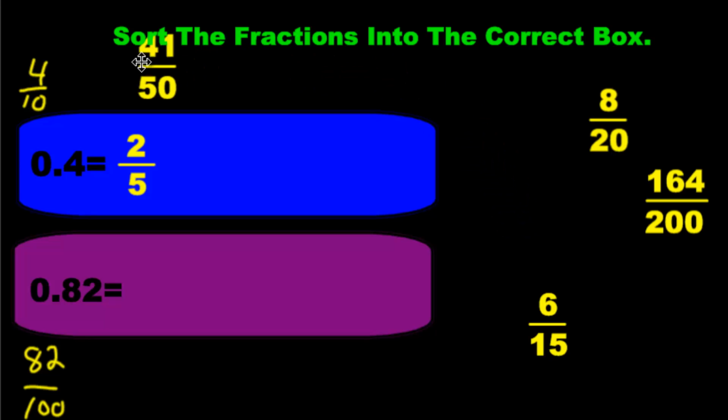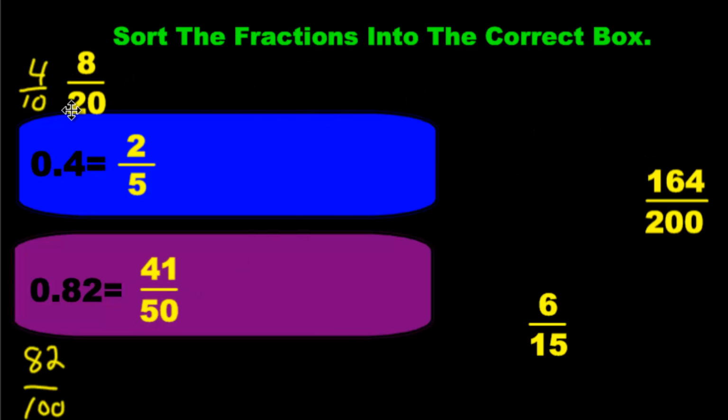How about 41 over 50? Does it match up here? What do we times the 10 by to turn into 50? 5. But if we times the top by 5, that gets us 20. That says 41. So it can't be with this one. How about if we put it over here? Look, 100 divided by 2 is 50. And 82 divided by 2 is 41. It works. So it goes here.